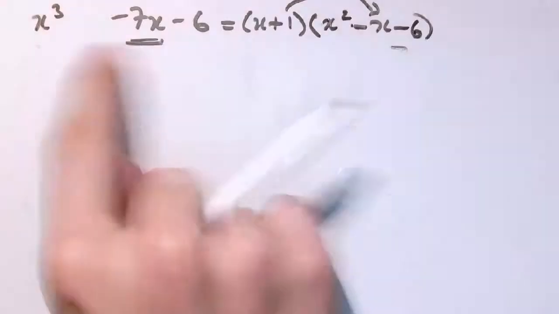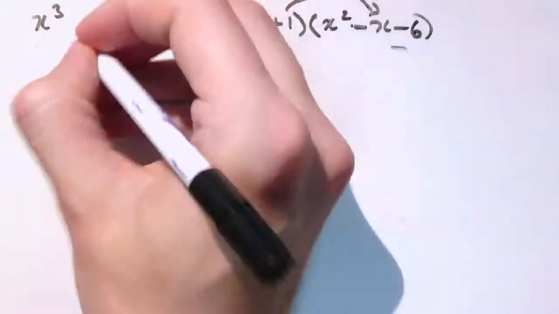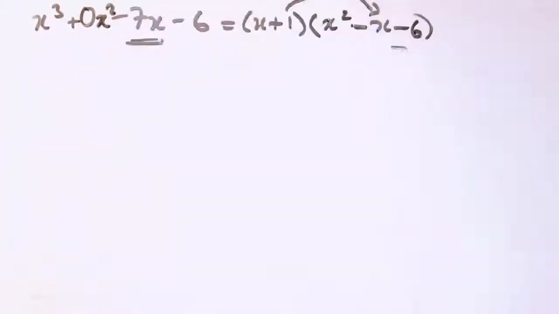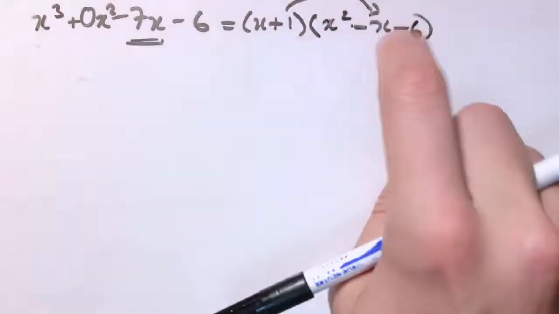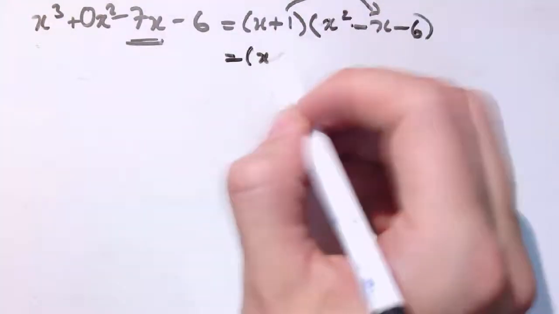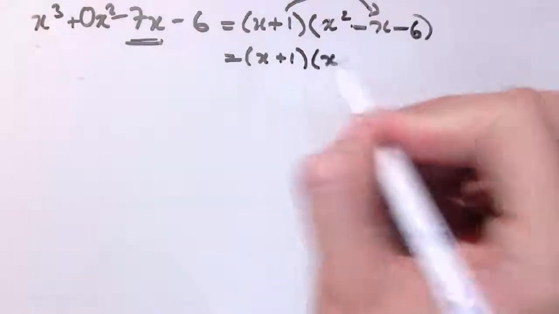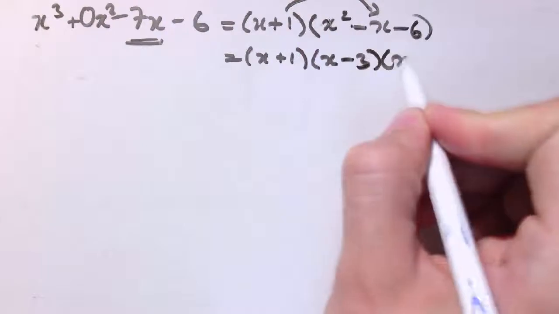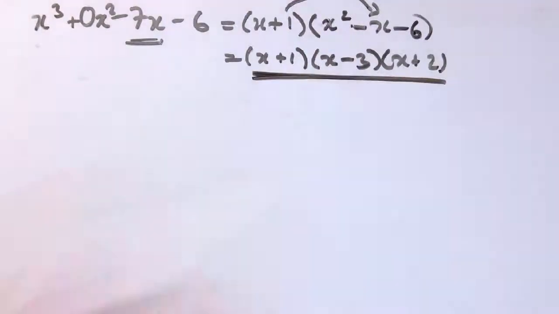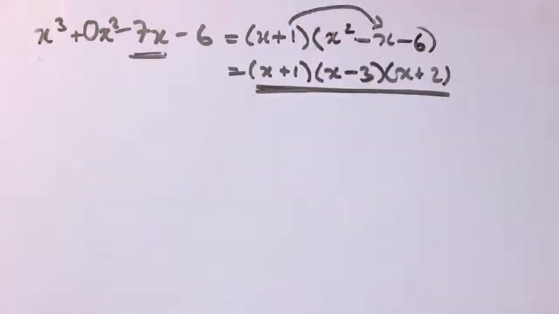If you find these ones a bit odd, by the way, when there's something missing, feel free just to write in plus 0x squared if that helps you at all. And so I get a nice thing here. Now I can factorise this, and I get x minus 3 times x plus 2, and I can find the other two roots. So that's great.